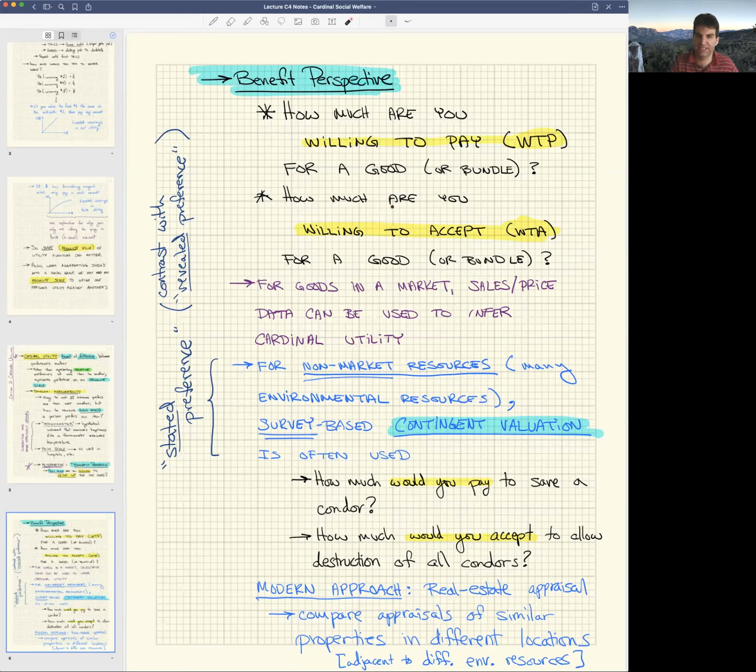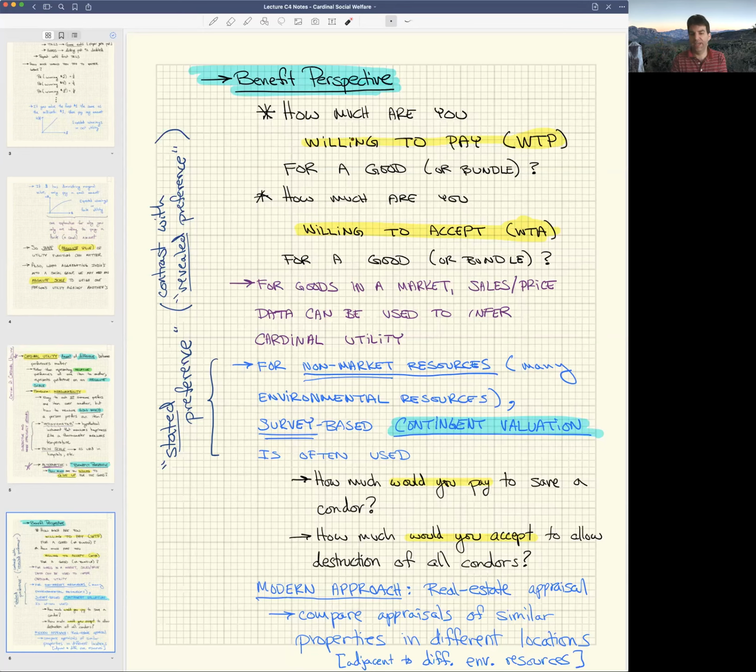So how much would you be willing to accept if I were to go out and remove this good? The amount that you're willing to accept to get rid of the good tells me how much you value that good. And so this is one way that I can measure your cardinal utility: how much, in cardinal terms, you associate with certain goods.